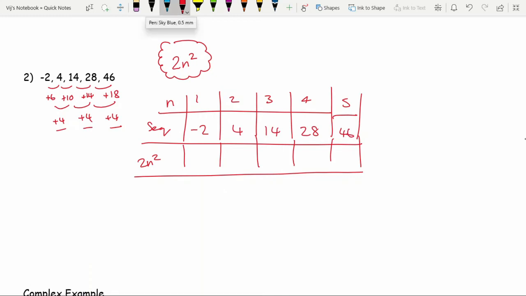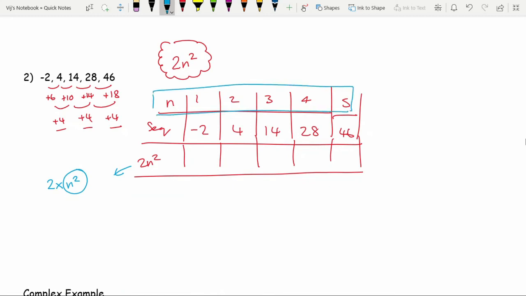Now, to work out 2n squared, remembering that 2n squared means 2 times n squared, so you've got to do the n squared first and then times it by 2. So 1 squared, remembering that n are these numbers at the top row. It's very easy to get confused with the numbers in the other row. So 1 squared is 1, times 2 is 2, 2 squared is 4, times 2 is 8, 9 times 2 is 18, 16 times 2 is 32, and 25 times 2 is 50.